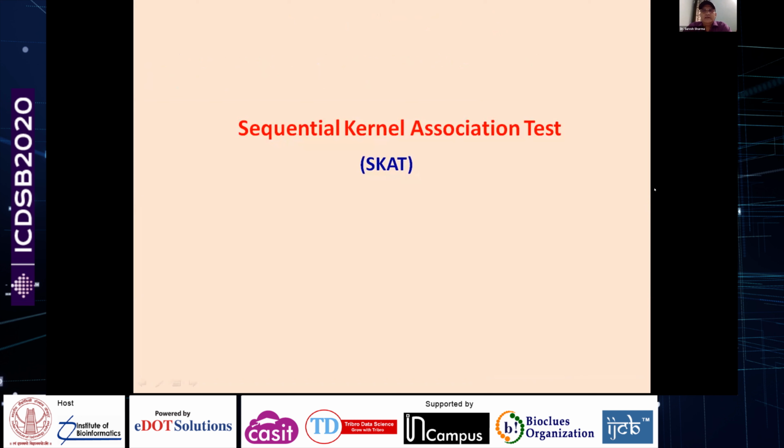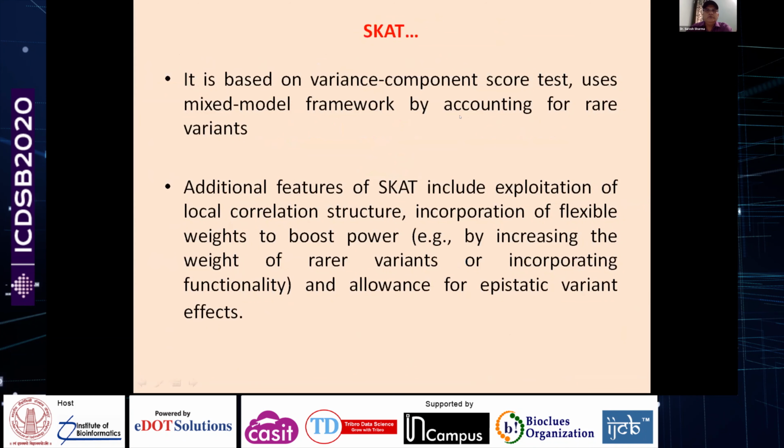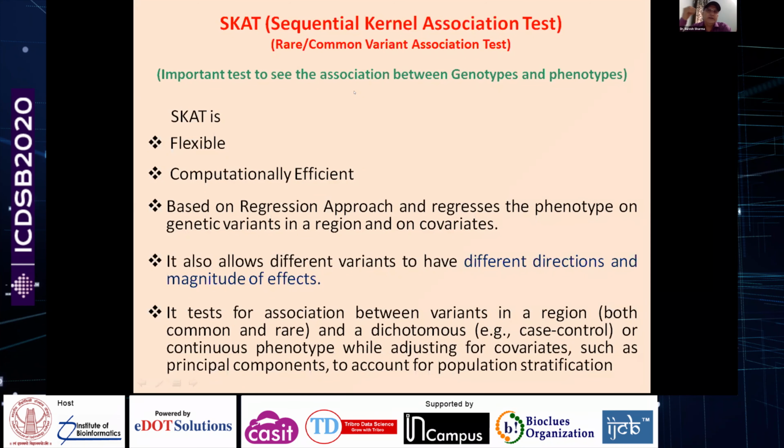And the sequential kernel association test. What do you mean by sequential kernel association test? If you go through it, it can be used for detection of rare as well as common variants association. So this is important to see the association between genotypes and phenotypes. It is very flexible, computationally efficient, and based on a regression approach. But the most important thing is that it can include the different directions as well as magnitudes of effect.